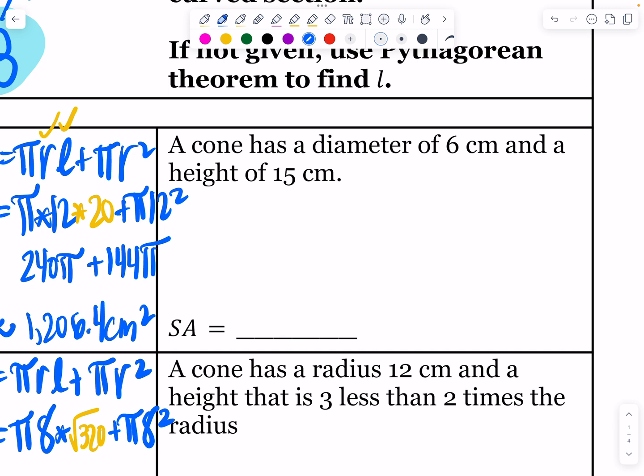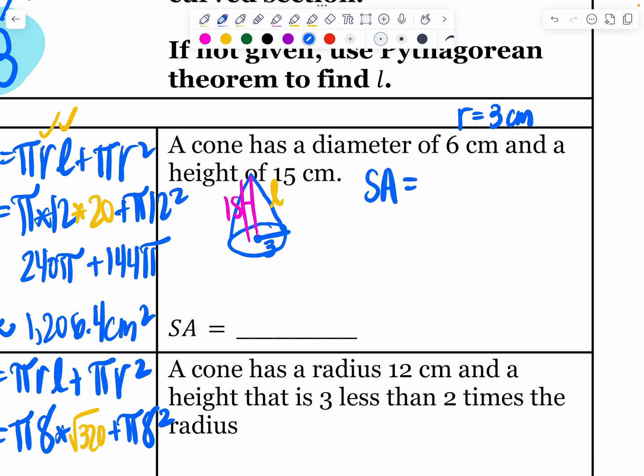A cone has a diameter of 6. So if I have a diameter of 6, my radius is going to be 3. So if I draw myself a picture, draw a circle, draw a triangle on top of it, my radius is going to be 3. They give us the radius, or we get the radius from the diameter. And they give me an internal height of 15. So the height is 15, which means I'm going to have to find my slant height using some Pythagorean theorem.